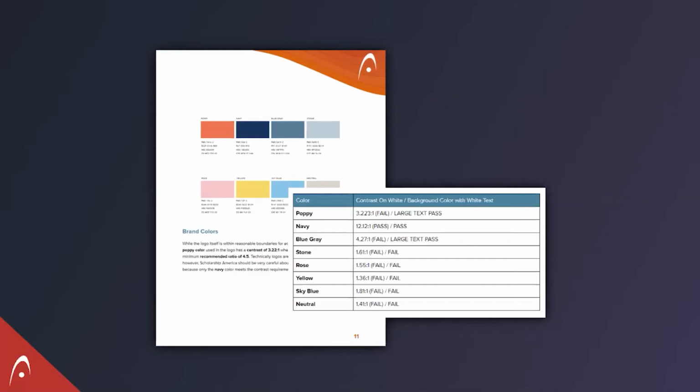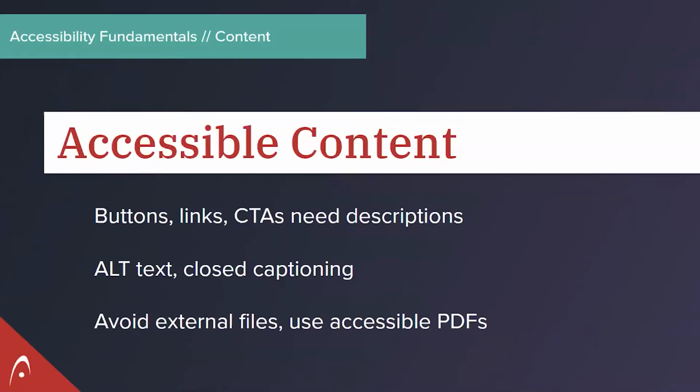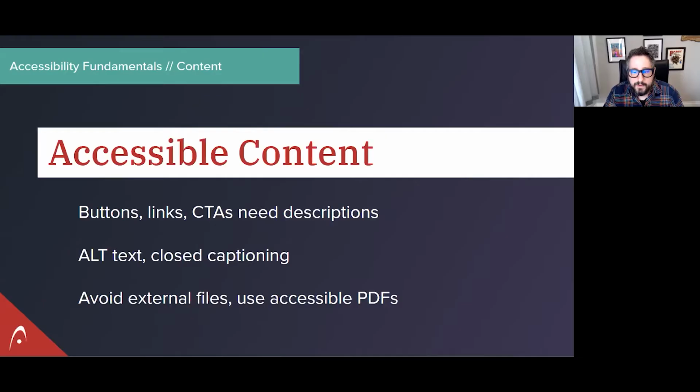So that's design. Now let's talk about content. What is accessible content really? Content, we're talking about not just text and pictures, but buttons, links, and any sort of calls to action. These things need descriptions.